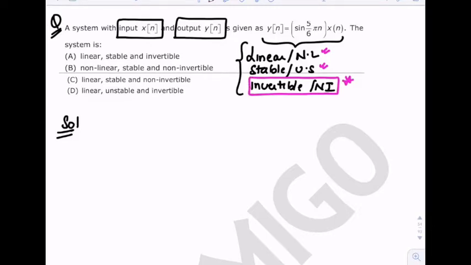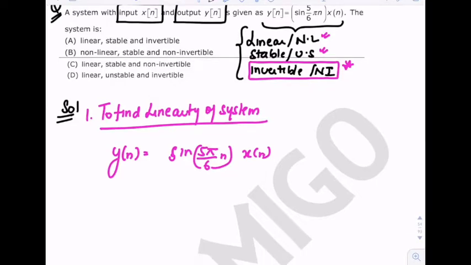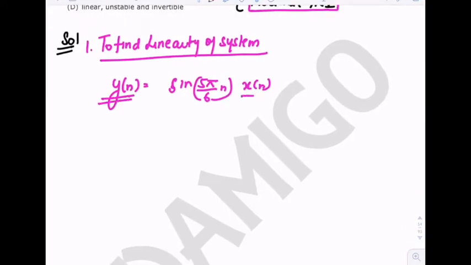Okay, so first of all let me solve for linearity and stability. We know the method, so I will just solve it because we have seen the method in the previous part of the lecture series. So if you have not gone through that, please go through that and understand how to find the linearity and stability of the system. Okay, so first to find linearity of the system. Now as we can see that y[n] equals sin(5 pi n by 6) times x[n]. Okay, now this is the output and this is the input.